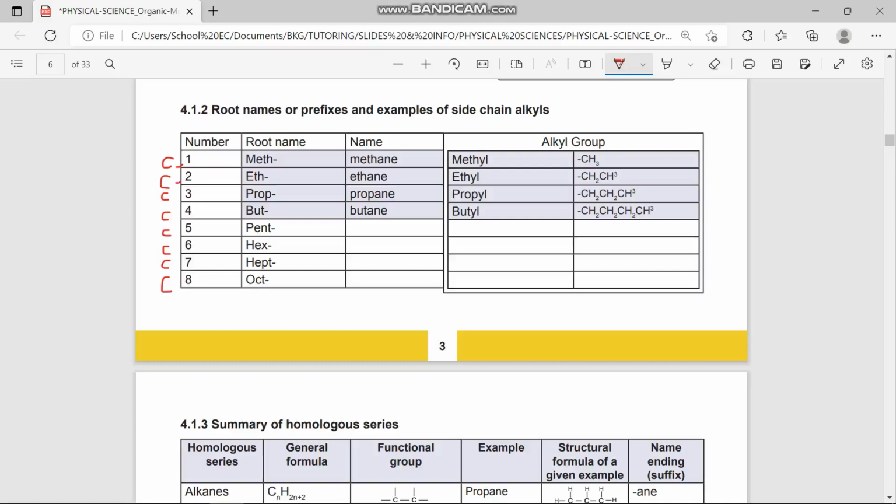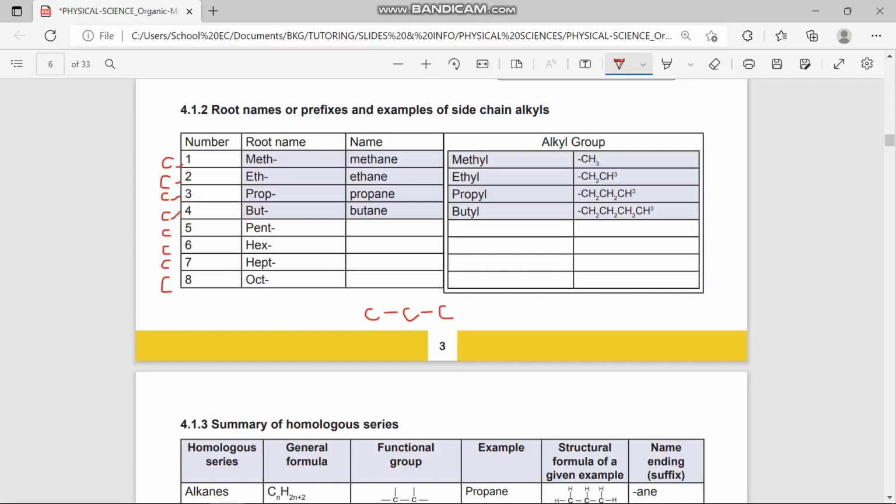If there are two C atoms, like this, 1, 2, depending on which molecule series the compound lies under, to name this compound it's going to start with eth, because there are two carbons. Three is prop, three C atoms. It's going to start with prop.